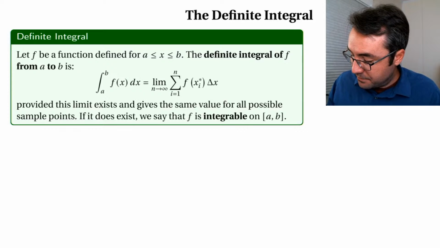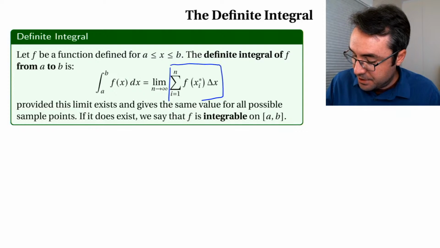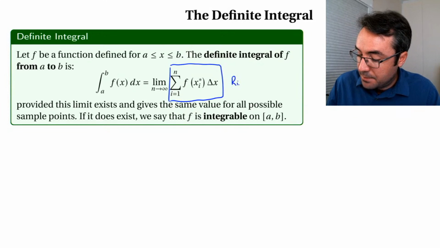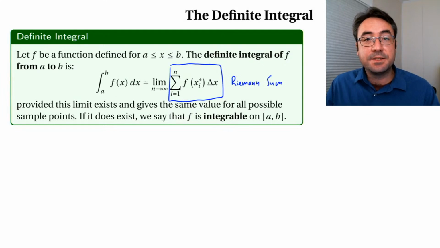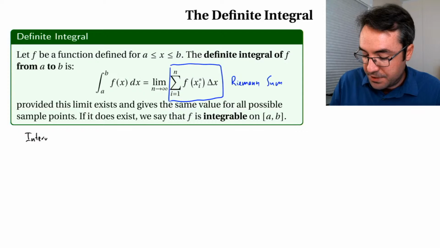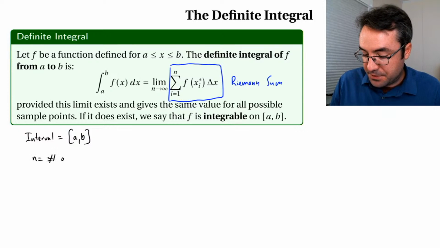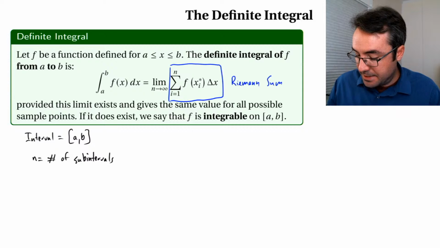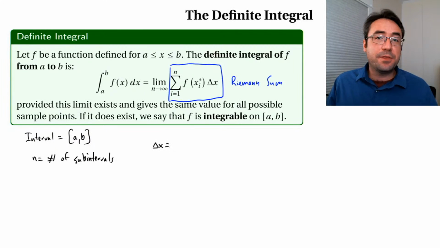So just a reminder on some of the notation here. First of all, the summation from i equals 1 to n of f of xi star times delta x, that's our Riemann sum. Delta x is the width of our subintervals, and so we're interested in our big interval, which is from a to b. N is the number of subintervals, so it's the number of rectangles that we're using, essentially. And delta x, then, is the width of our subintervals.